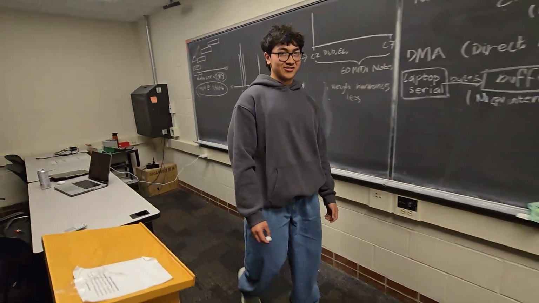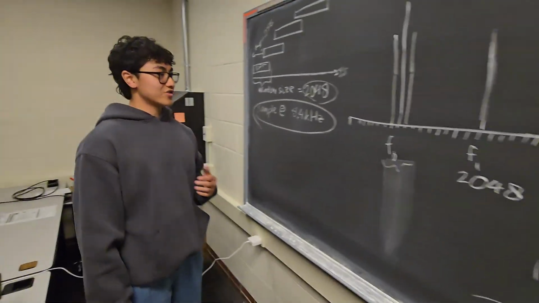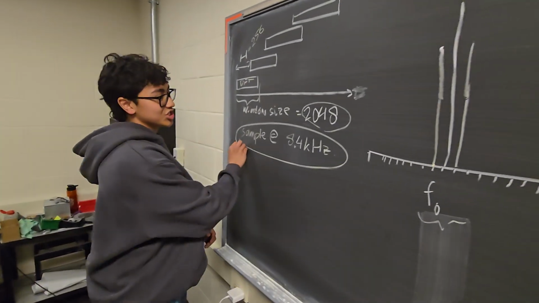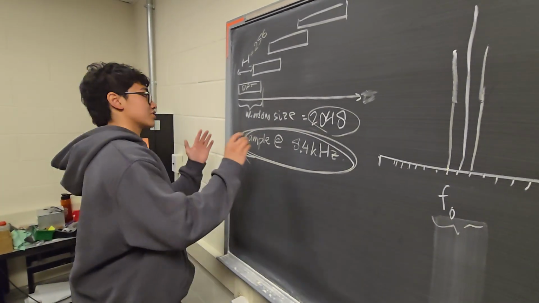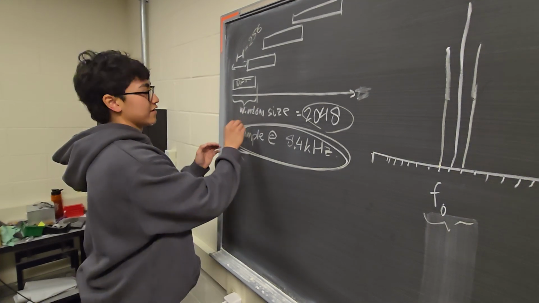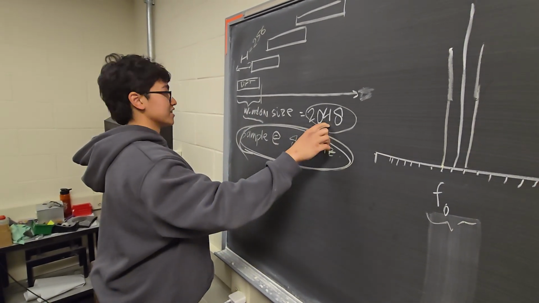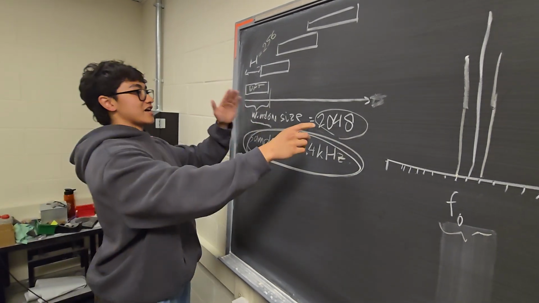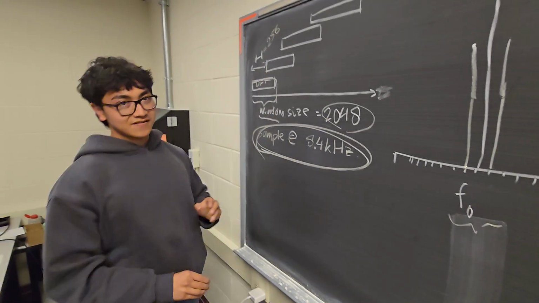Let me show you what's going on under the hood. What our computer is doing right now is a short-term Fourier transform. Essentially we sample audio at 8.4 kilohertz. As these samples come in, we wait until we have the number of samples for our window, which in our case is 2048. Once we have 2048 audio samples, we take this window and do a DFT on it.